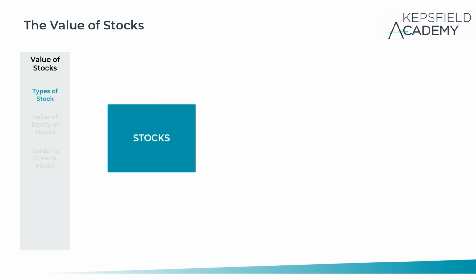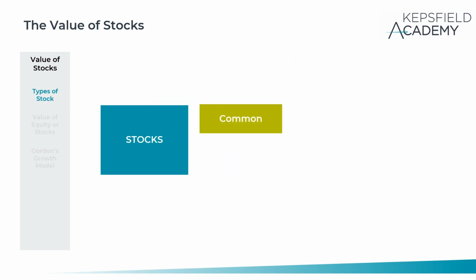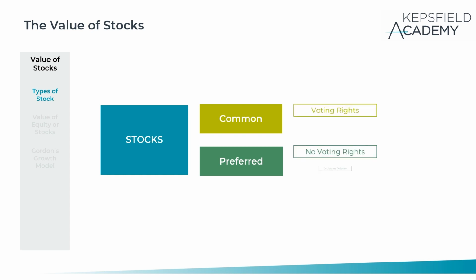There are two widely used types of shares: common shares and preferred shares. Common shares come with voting rights, while preferred shares have priority for dividends but no voting rights.